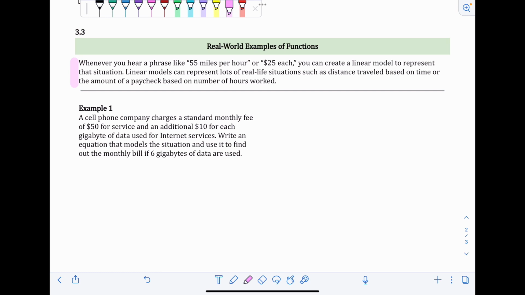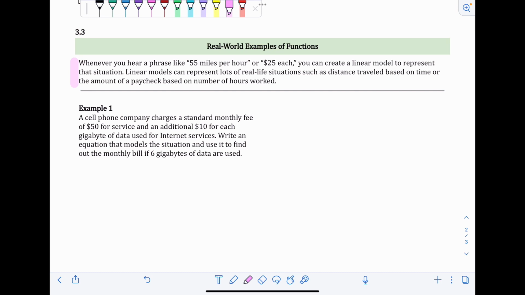So linear functions can represent something that has a constant rate of change, meaning if you are consistently driving at 55 miles per hour, or if you're buying an item or multiple items for $25 each. You wouldn't really be able to use a linear model if your driving speed was changing over time, or if the price of your item was changing over time. They would have to be constant.